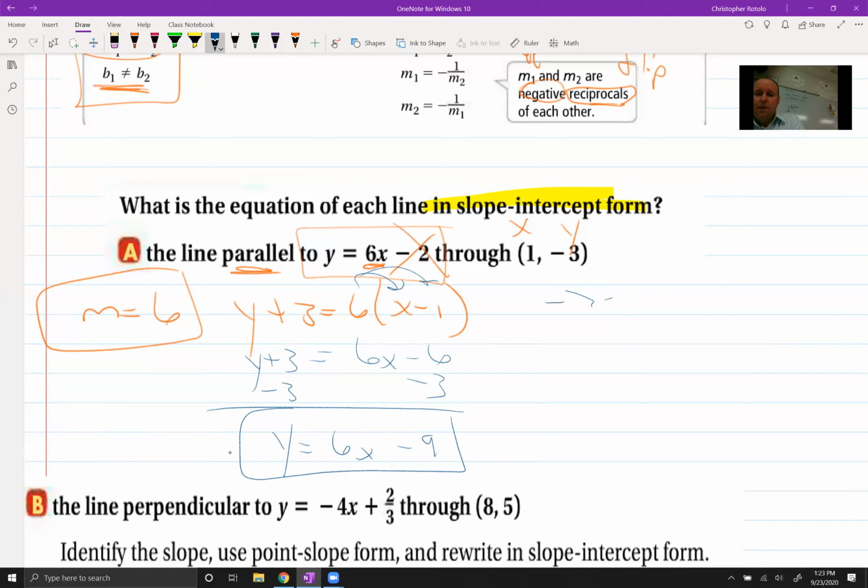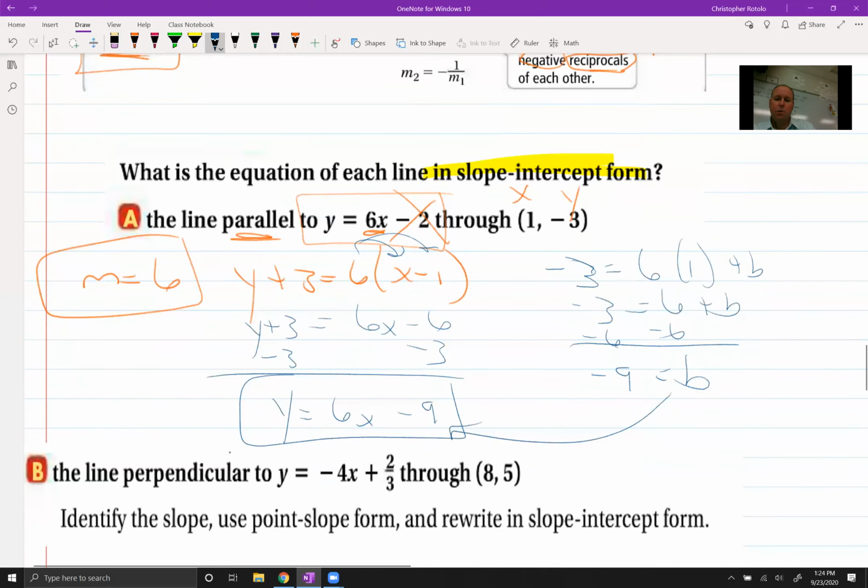Sure. -3 equals 6 times 1 plus b. So that's 6 plus b equals -3. Subtract 6. B turned out to be -9, and then I rewrite it. So totally your call. But if you're having trouble with it, I'm surely going to encourage you to use point slope form because it will work a little bit faster. All right, this time we want to be perpendicular.